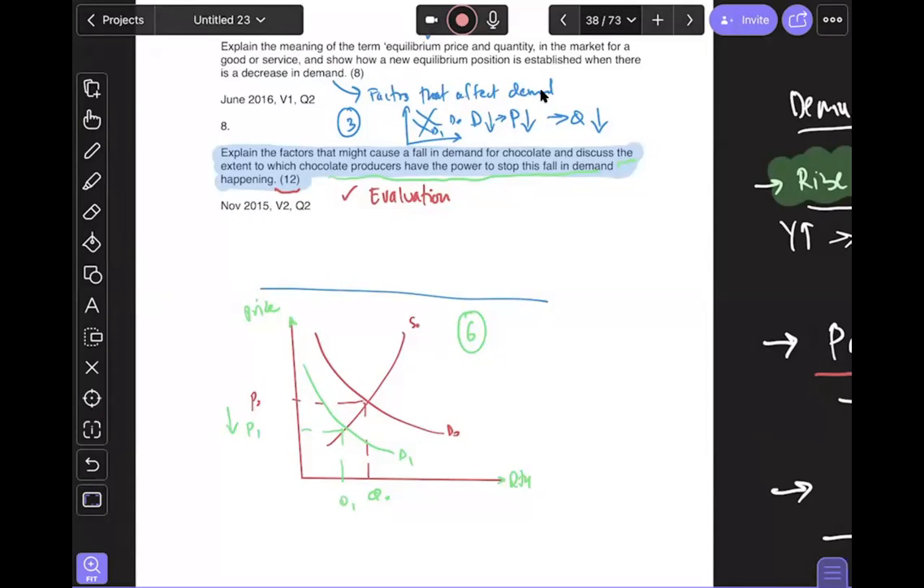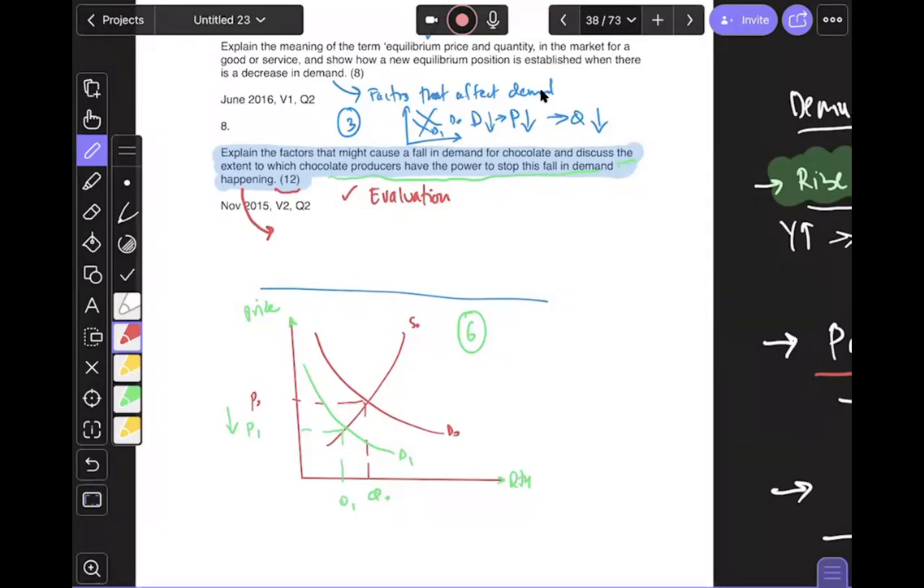Discuss the extent to which chocolate producers have the power to stop this fall in demand happening. And the answer to this one is that chocolate producers may have the power to affect the quality of their good, the marketing of their good, and also the features of their good, but they might not have control over factors like income or price of substitutes and complements, and external factors like weather. Make sense?